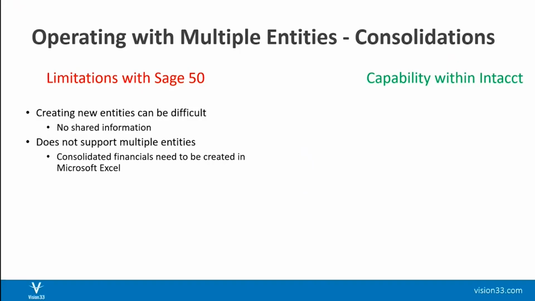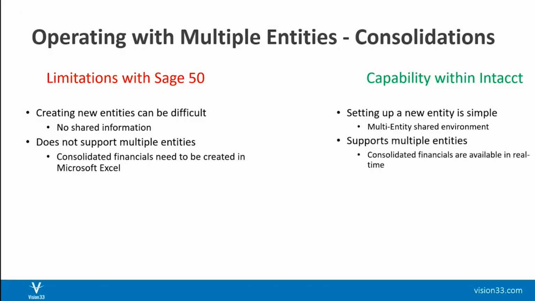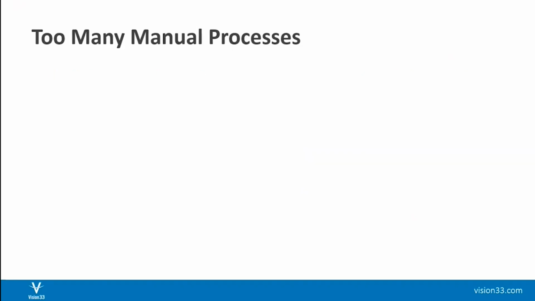Intacct solves all of these issues with its core functionality. Sage Intacct provides a multi-entity shared environment. Creating new entities is very simple. Data such as the chart of accounts, vendors, and customers can be shared with the new entity, making the process much more automated. The multi-entity functionality maintains your financials at both an entity level and at the top level, providing you with consolidated financial statements in real time, a process that could normally take days within Microsoft Excel.